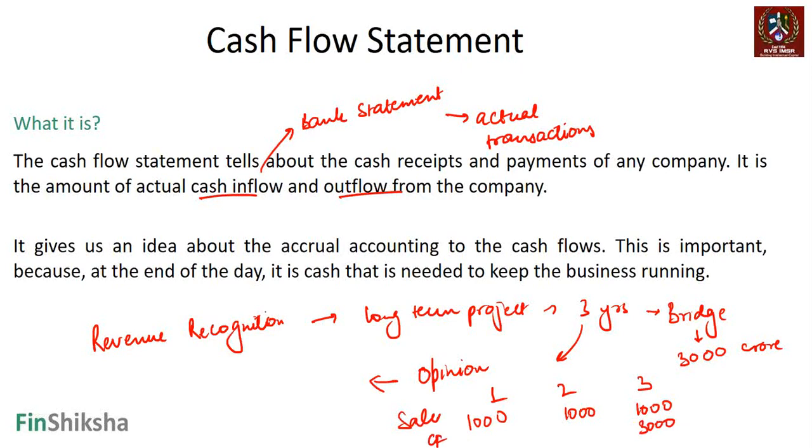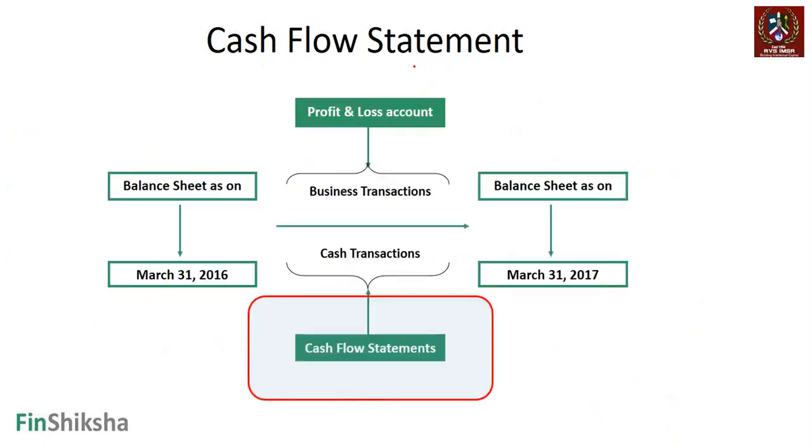So effectively, it is important for us to understand that it gives us an idea of the accrual accounting to the cash flows. At the end of the day, cash is needed to keep the business running. If you don't have cash, the business will cease to run. You might be profitable, but if you do not have money in your hand, how are you going to pay salaries to your employees? How are you going to pay the expenses? How are you going to pay your suppliers? So it is absolutely imperative that cash flow statements are analyzed in detail.